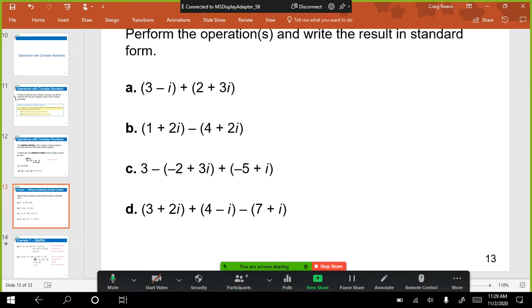3 plus 2 is 5. And then -i plus 3i is going to be plus 2i, right? 1 minus 4, or I could look at distributing that, making that -4 minus 2i. So 1 minus 4 is going to be -3. 2i minus 2i is 0, so that becomes just negative 3.